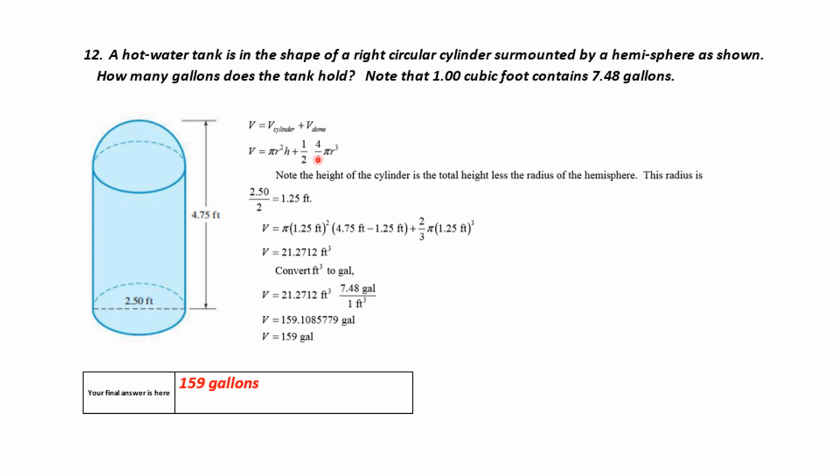hemisphere on the top. And also notice that the height that we're going to be using is the total height less the radius of the hemisphere. And the radius of the hemisphere was this 1.25. So there's actually quite a bit to think about as you're putting that together. But now you just plug in the numbers. That's what's happening where my pointer is, and you get this as the volume. But then we have to convert cubic feet to gallons. I gave you this conversion factor in your grace notes, and you end up with 159 gallons is the volume.